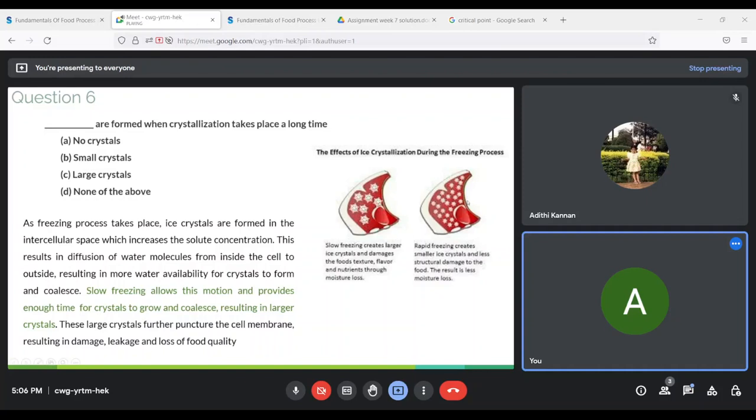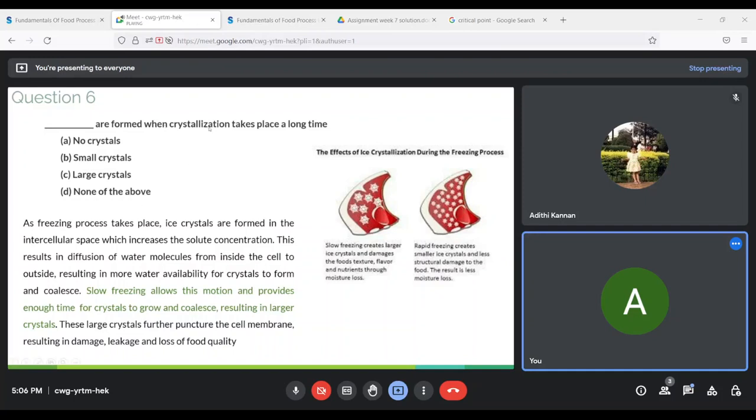Whereas in the case of a fast freezing process, you're just rapidly reducing the temperature and freezing the product. So your water molecules will not have enough time to come out of the cell much and then result in growing and coalescing of the crystals. You will still have crystals, but they'll be very tiny, and they will not rupture or damage the cells in the food product.